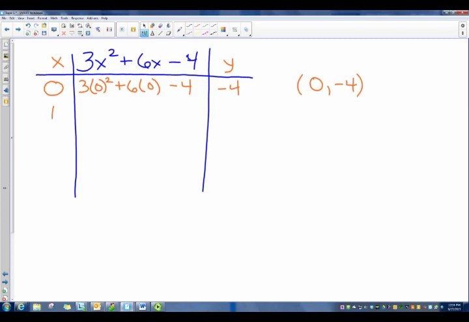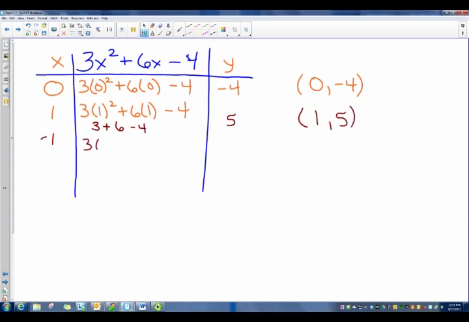Okay, and then I pick another value. So let's say 1. If I substitute 1 in, and I work it out. So going order of operations, I do 1 squared is 1, times 3 is 3. Plus 6 times 1 is 6, minus 4. So 3 plus 6 is 9, minus 4 is 5. So that gives me the point (1, 5). And I could keep going through this. So let's say I do negative 1.